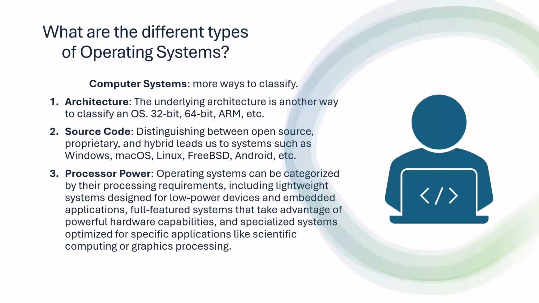Processor power, that's another way to classify an operating system. What is it designed to run on? Lightweight systems for low power, embedded applications, things like that, or heavy duty, full featured systems, or even specialized scientific systems or graphic systems.